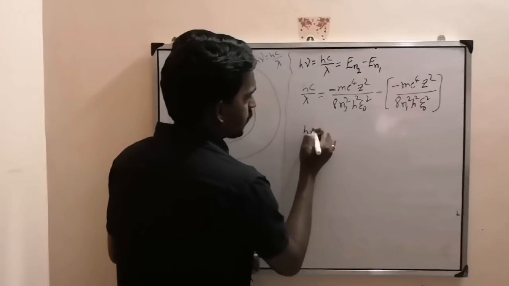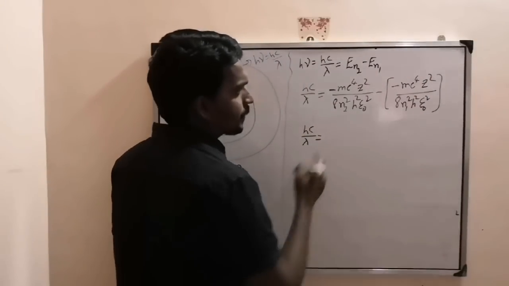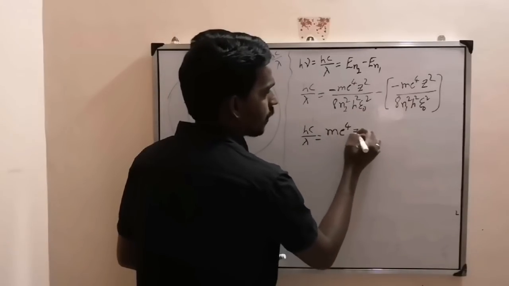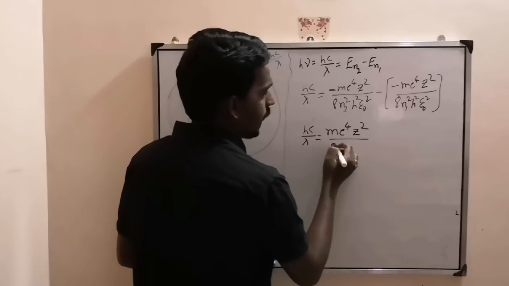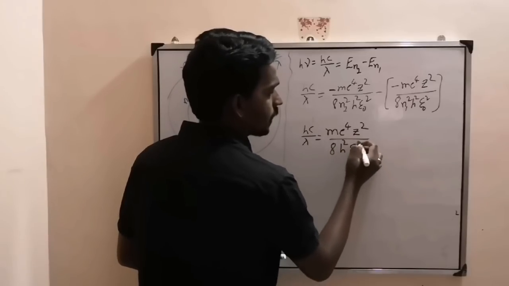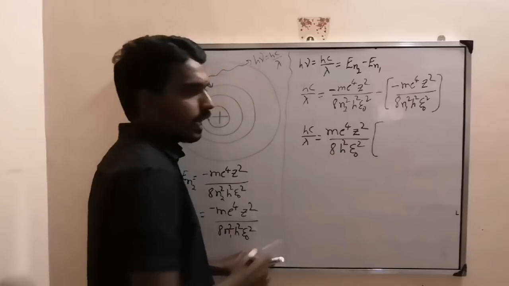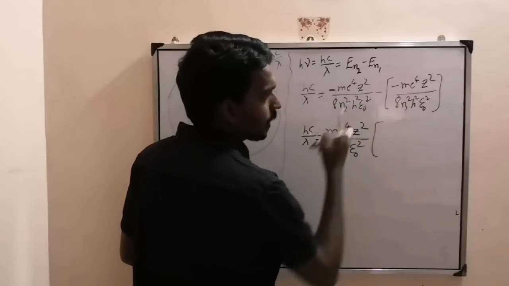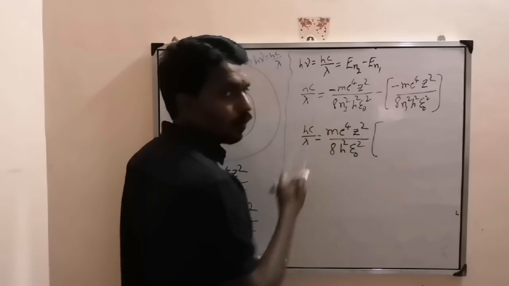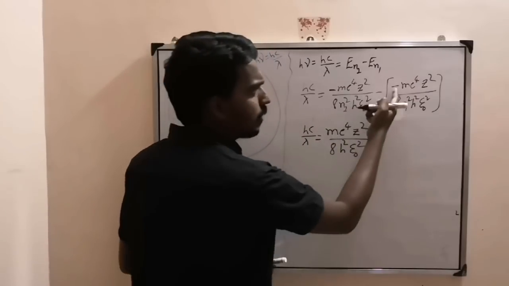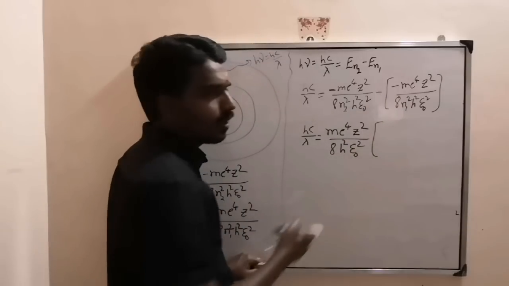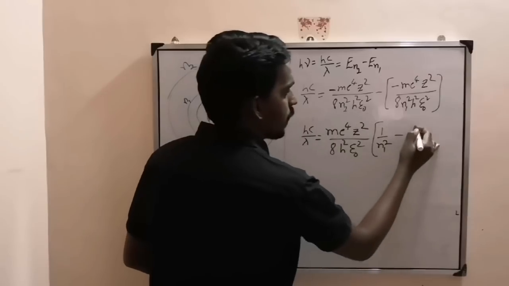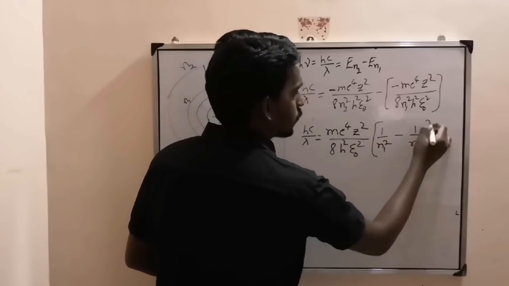Then hc by lambda equal to. Here and here, what is common? m is common, e power 4 is common, z square is common, 8 is common, h square is common, epsilon naught square is common. Everything I took outside. And what will remain here? 1 by n1 square. What will remain here? 1 by n2 square. But here minus into minus plus, so write first plus 1 by n1 square, here minus 1 by n2 square.